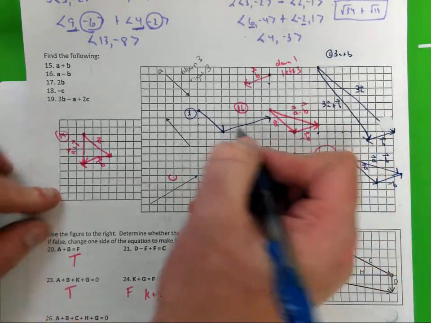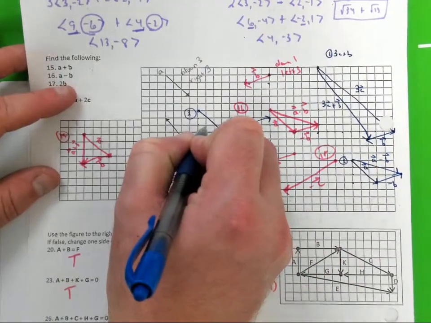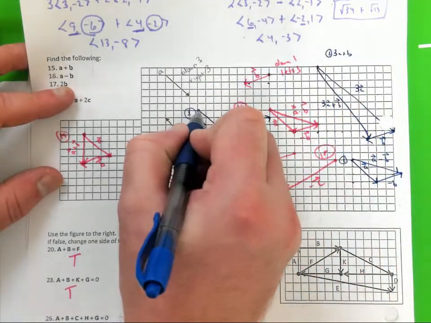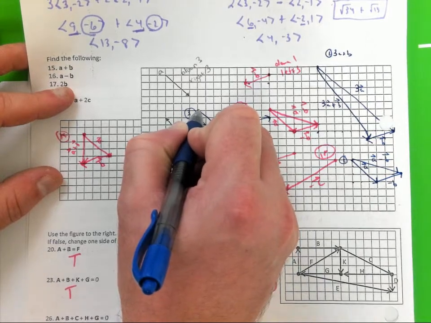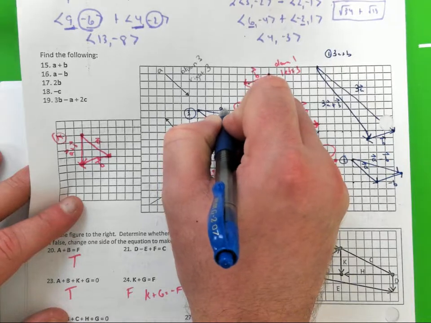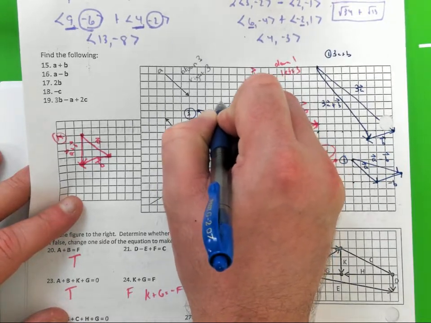The resultant, okay, first I'm going to label this vector A. This is negative 2B. Your resultant is from the tail of the first one to the head of the second one. That's going to be A minus 2B.